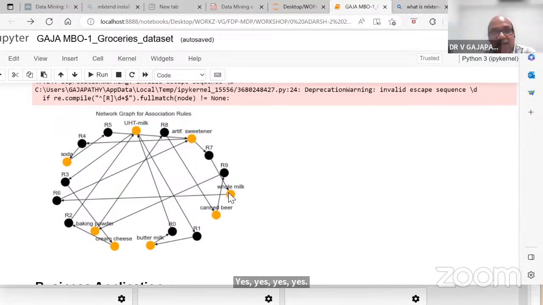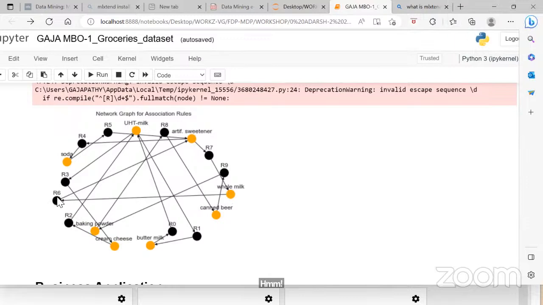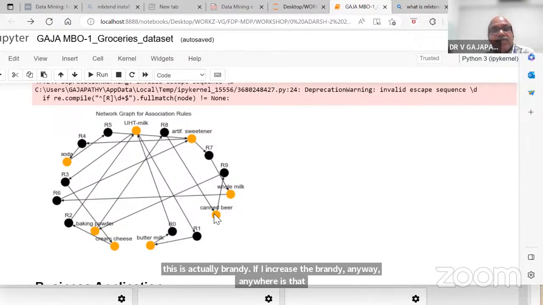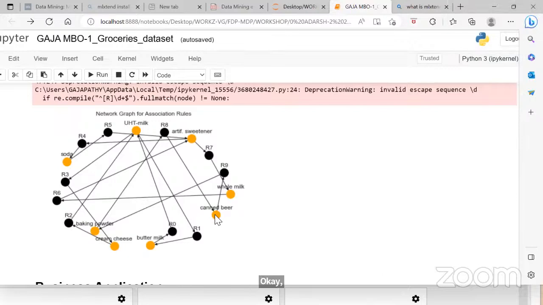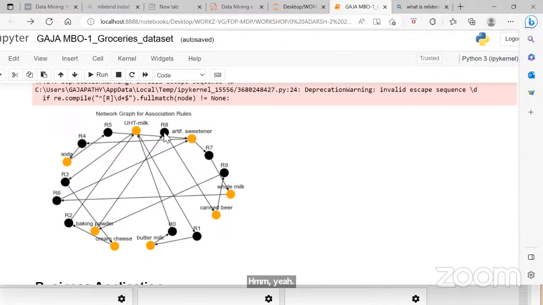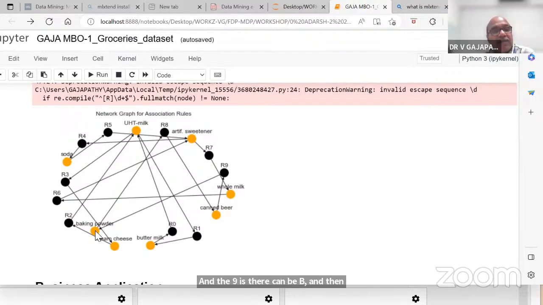Now what shall we do? For example, if I want to increase the sales of R6, which is actually brandy, where is brandy connected? Canned beer is there, and R9 is there. Canned beer, and then R8 is there. R8's antecedent is baking powder, and baking powder has R9 as its consequent. R9 has canned beer as its antecedent. Like that, the cycle is there.